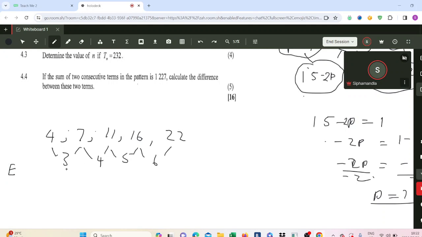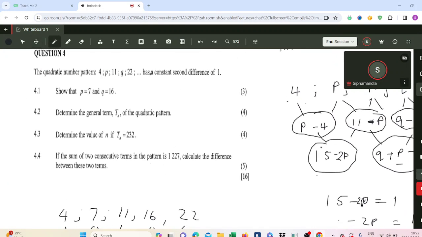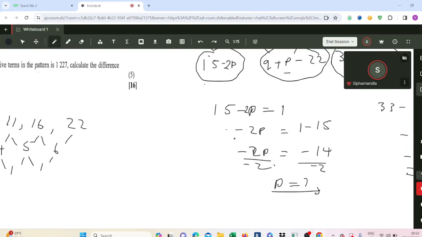Now let's find the second difference, right? So it will be 4 minus 3, that is 1. 5 minus 4, that is 1. 6 minus 5, that is also 1, which is something that is already given here. They said that it has the constant second difference of 1, which is the one that we used here, right?